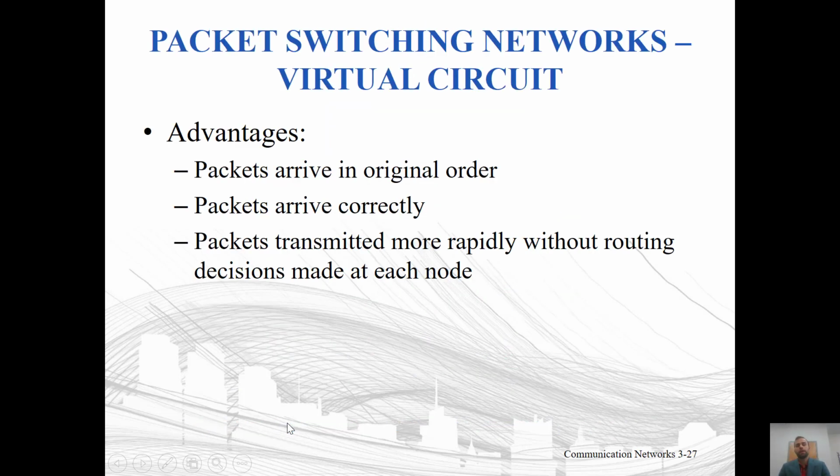All right, so once again, virtual circuit, we have the advantages that the packets arrive in the original order, the packets arrive correctly, and packets are transmitted more rapidly without routing decisions made at each node. So again, the routing decisions made at each node in the previous case, like with the datagram, introduce overhead and latencies and delays. So the fact that there's a pre-established path in this virtual circuit packet switching network reduces some of that overhead.